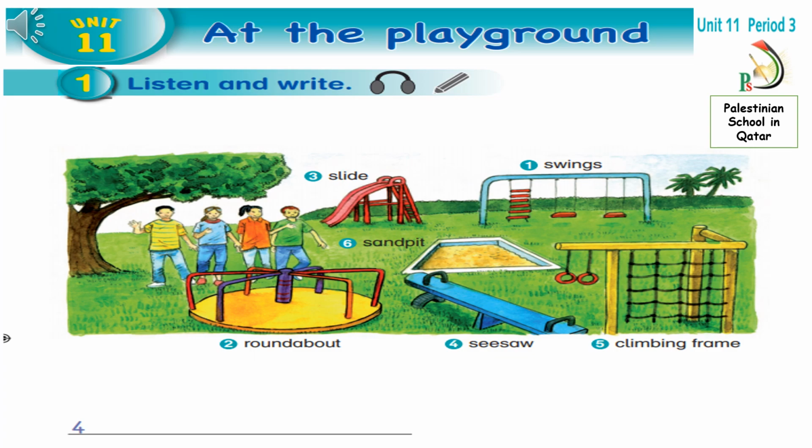Track 17. Unit 11. Period 3. Activity 1. Listen and write. Let's go on the seesaw. And the slide. Let's go on the slide. I'd like to go on the swings. Me too. Let's go on the swings. And the sand pit. Let's go in the sand pit. What about the climbing frame? Yes, and let's go on the roundabout too.